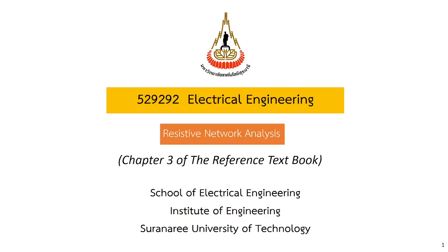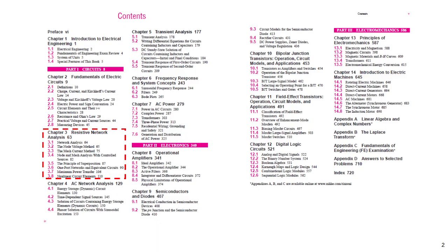Okay, now we come to resistive network analysis, right? What we mean by analysis is that we determine some unknown value, right, to calculate for an unknown variable. Okay, and mostly I will talk about the content in chapter 3 of the reference book.